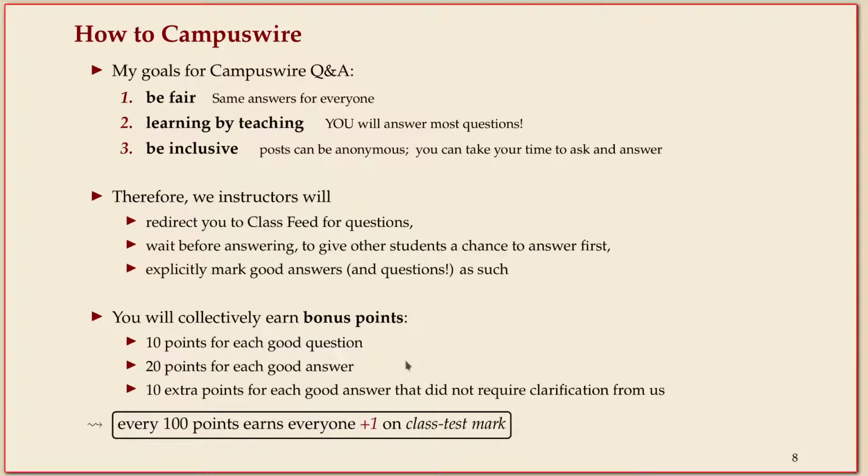If you ask a question that I think is reasonable, so I put this in as a safety clause for myself, so you don't flood the system with empty questions. It has to be a genuine question. Then you get 10 points, 20 for a good answer, and an additional 10 if the answer didn't need any additional explanation from our side. You saved us time then, so you should be rewarded. The way we decided to do this is you'll just get a little bonus on the aggregated class test mark. A little bit of an incentive.